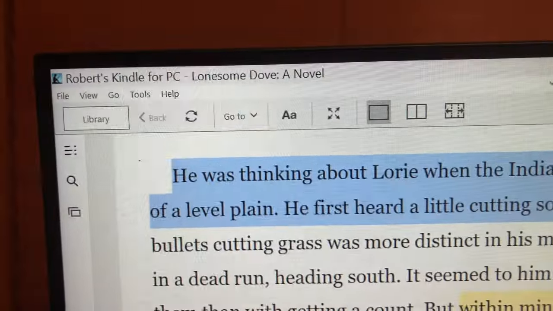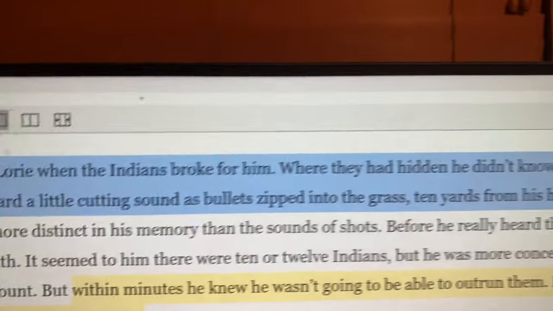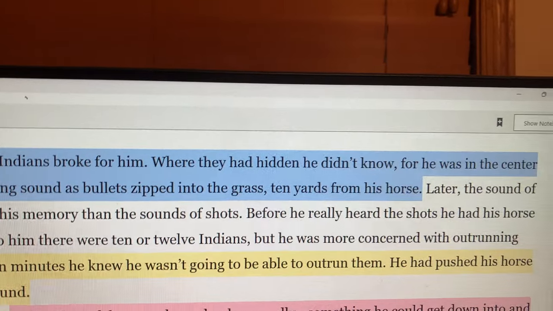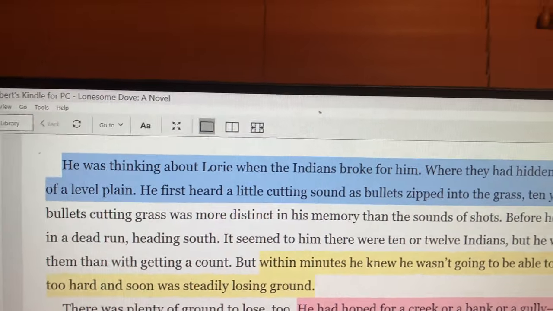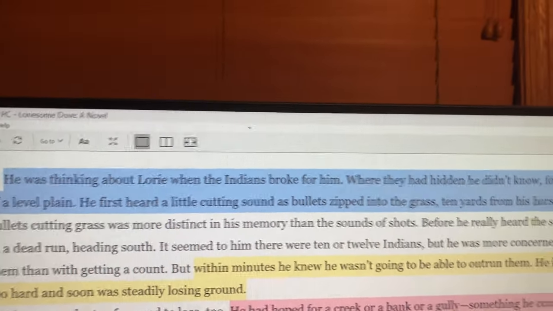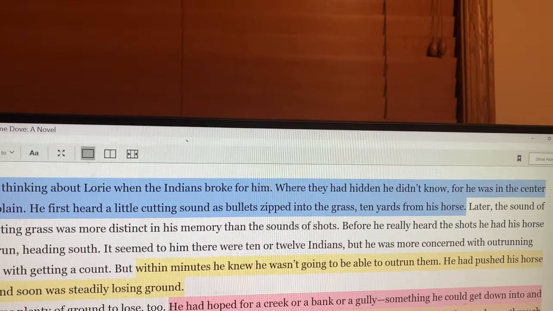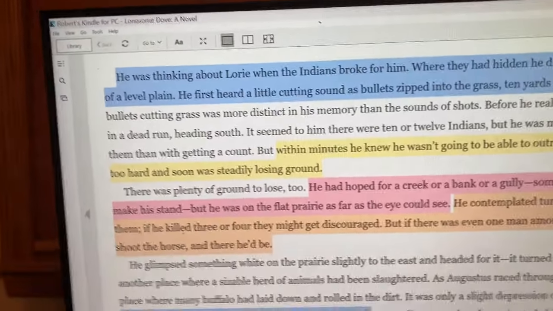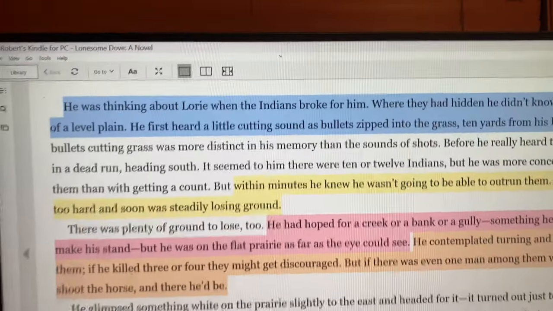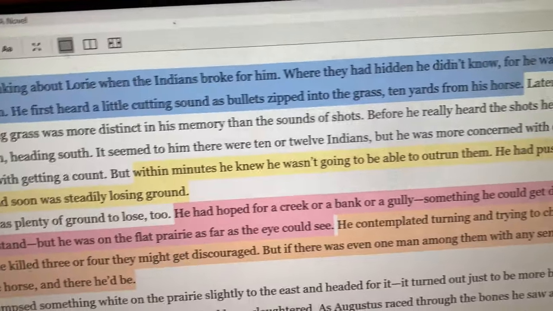Conflict. He was thinking about Lori when the Indians broke for him. Where they had hidden, he didn't know, for he was in the center of a level plain. He first heard a little cutting sound as bullets zipped into the grass ten yards from his horse. So there's conflict. There's twelve Indians that are trying to kill him. They're shooting at him.